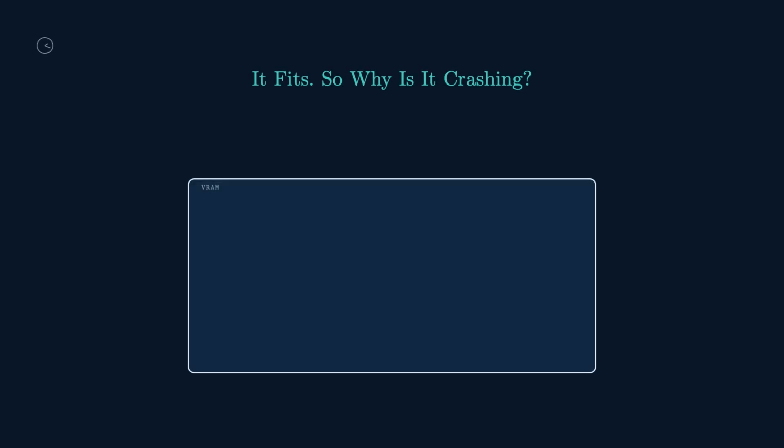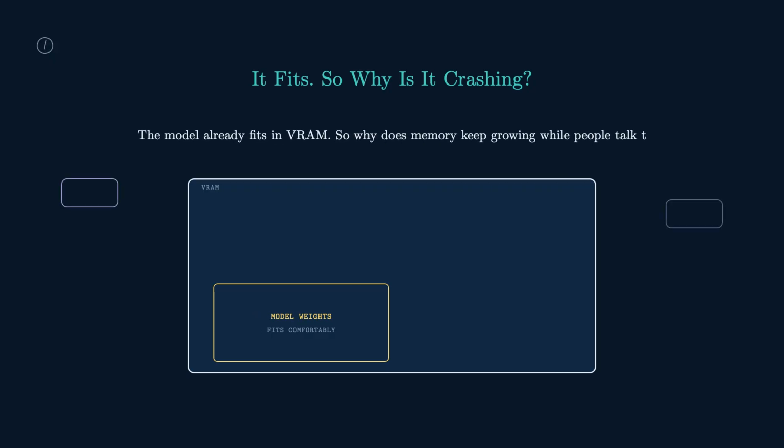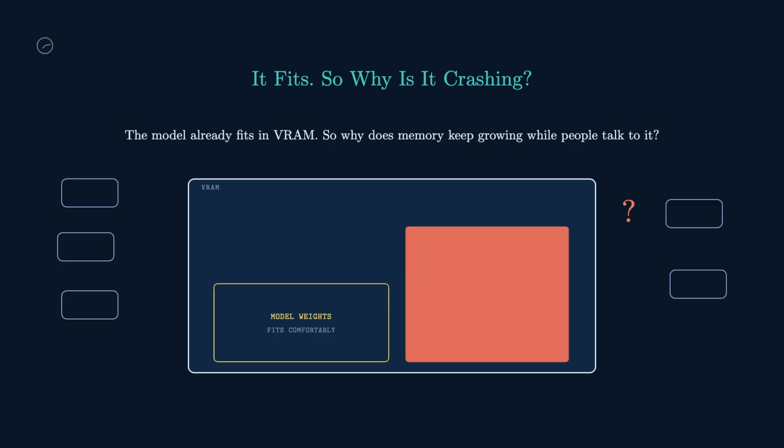Hey, here's a puzzle that's broken more deployments than I can count. Your model fits in VRAM comfortably. There's room to spare. You load it up, people start chatting, and memory keeps climbing. The weights haven't changed. Nothing about the model got bigger. But something inside the GPU is growing, token by token, and it's coming for your headroom.